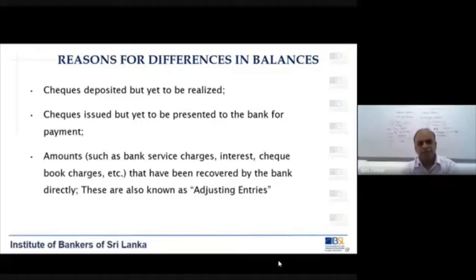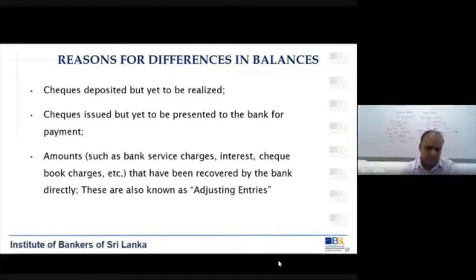So what happens here? Either the customer's account will be debited directly by the bank, which is called a direct debit, or sometimes, like in the case of interest, the bank might credit your account. Credit your account means your balance will go up. So that is known as a direct credit. Okay. So there are direct debits as well as direct credits. Now, how will this cause a difference? Obviously, it is very clear that any transaction that is happening directly in your bank account will not be known to the customer until the customer receives the bank statement.